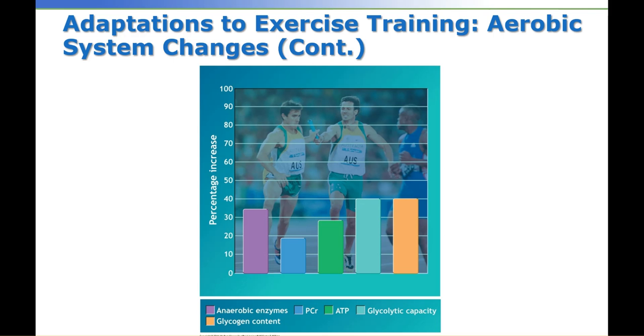So we have adaptations for exercise, aerobic system changes. This again talks about how you have a percent increase in aerobic enzymes, glycogen content, PCr, phosphocreatine, which is the system used. We talked about, remember, the ATP system. It was like one vertical jump. Then the phosphocreatine system was up to about 12 seconds. The glycolytic system, the anaerobic system, was up to about 90 seconds. So it makes sense why these system changes are taking place relative to the training that's occurring.